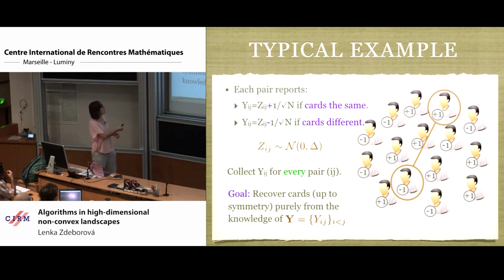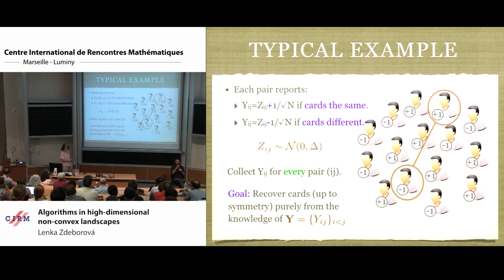Okay? And they are not cheating, they are playing this game, and I ask every pair in the audience to give me such a number y. I collect this number y from every pair, so I end up with this symmetric matrix Y, and my goal is, from the matrix Y, to recover who had which card, which I will be able to do up to a symmetry, right? At best, I will be able to split the room into 2 groups. I have no information about which group has +1 and which one has -1, because I only measure the products. Okay. So that's my game.